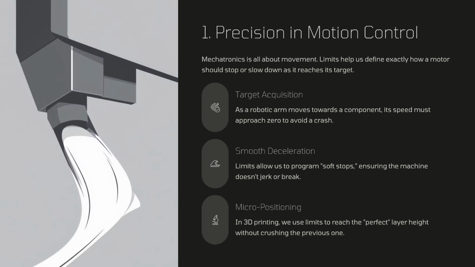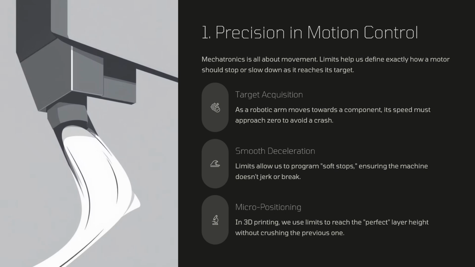Today we will talk about the use of limits in the Mechatronics degree. In Mechatronics, machines usually move using motors, and limits help control how fast, how slow, and where to stop, so the machine works safely and accurately. So let's talk about why limits are important.